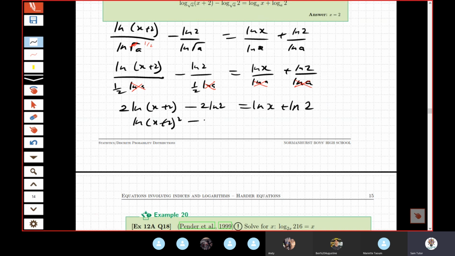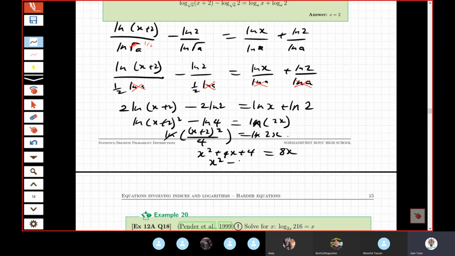Log of x plus 2 squared minus log 2 squared, which is 4. They're added, so we can multiply it. They're subtracted, so we are going to divide them. You get it. Now you can get rid of your logs because you've got a log equaling another log. So finally we can get rid of it. And expand: x squared plus 4x plus 4 equals 2x times 4, 8x. Bring it all to one side, and it looks like x just becomes 2. That's a perfect square.